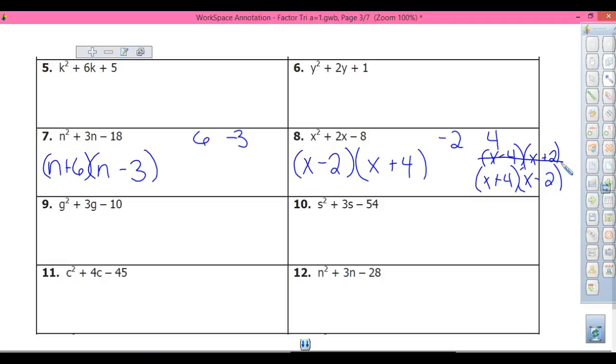Alright, so everybody is going to do number 9. Question? In order to get to the original answer, yep, you can just multiply it out.